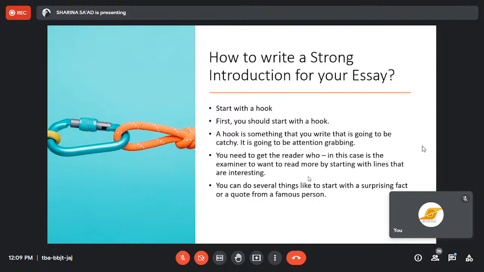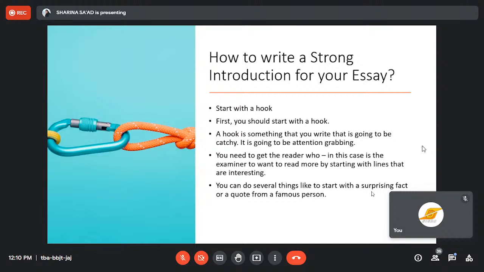If you start with something very, very boring, the examiner will put aside your paper and take a new one to read. Okay? If you write something interesting, which is called an attention grabber, you capture the interest of the examiner. They want to read more and more. You can use a statistic, like a surprising fact, or maybe you can use a quotation, a proverb, or an alarming statistic. Okay, 90% of our teenagers today are doing online study.